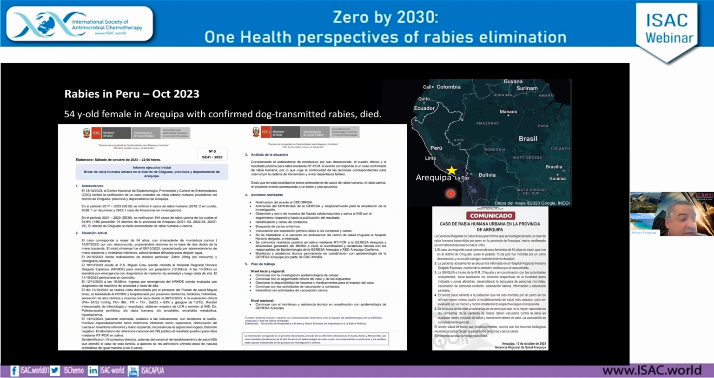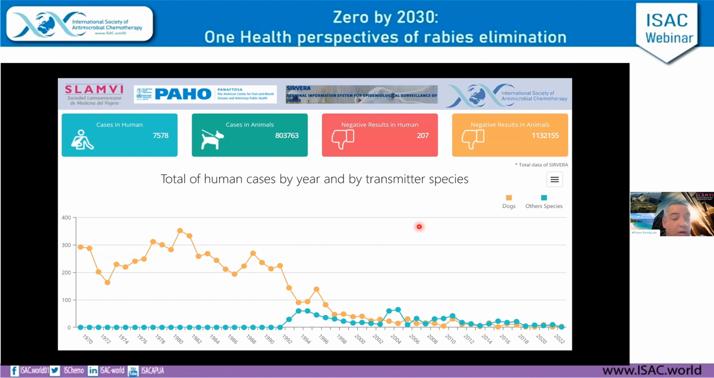As I mentioned, this was just last month in Arequipa, Peru: a 54-year-old female with confirmed dog-transmitted rabies who unfortunately died. There was a long period of time between the bite and the development of symptoms, and unfortunately there were problems in education, coverage, and promotion, and other aspects related to healthcare problems in attending this case, which led to a fatal outcome.